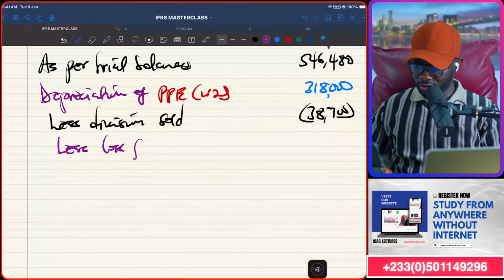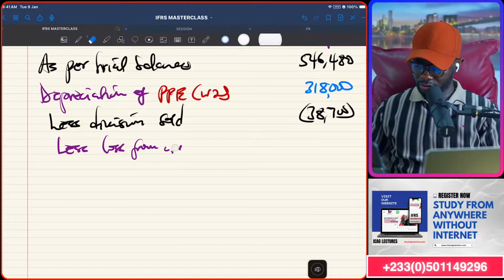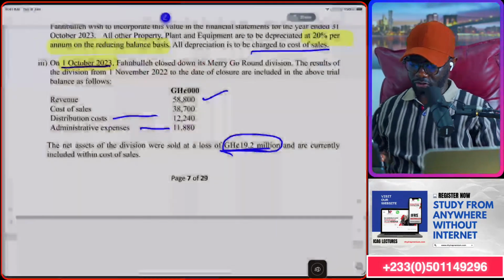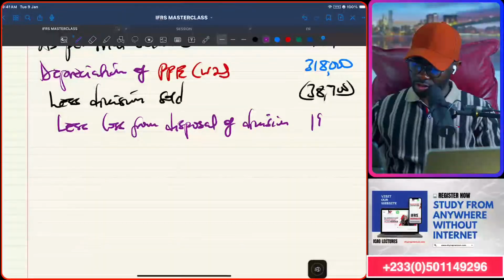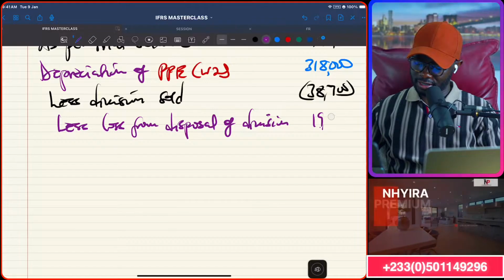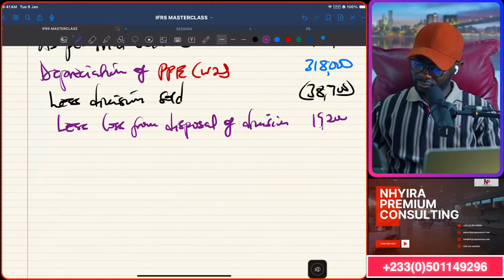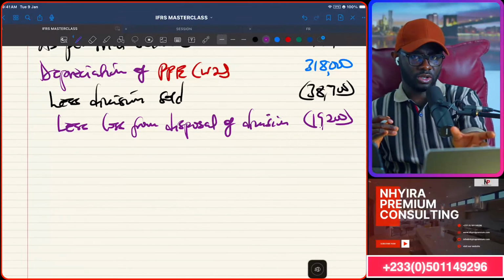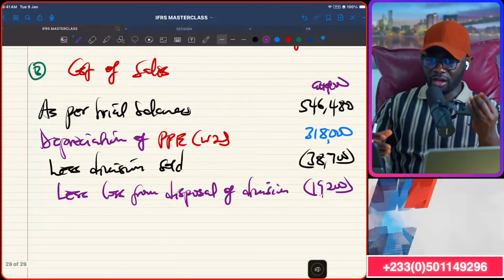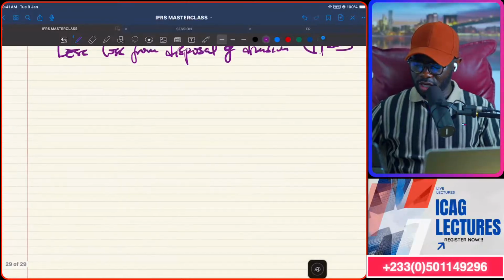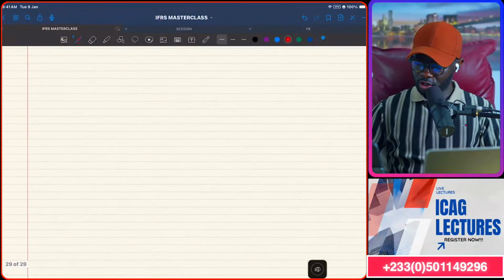So we less the loss from disposal of division, because it is not supposed to be in cost of sales. 19,200. If anything, loss from disposal of assets should be part of a different line item on the face. So it cannot be under cost of sales. So we will take it from cost of sales. But now it means that we have to work for that division that has been sold and build it into the system. So workings for.